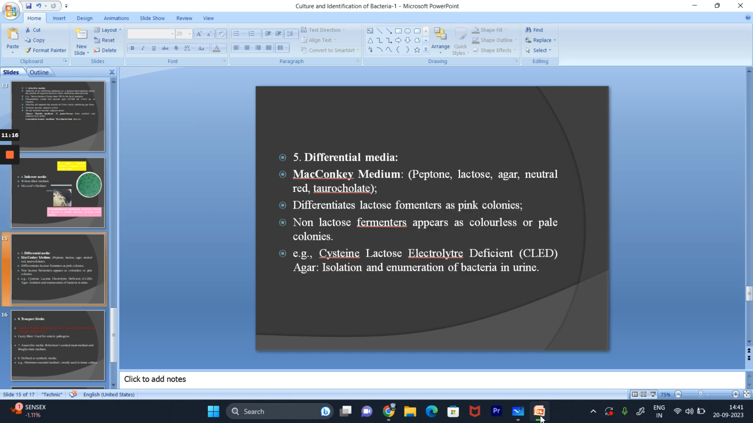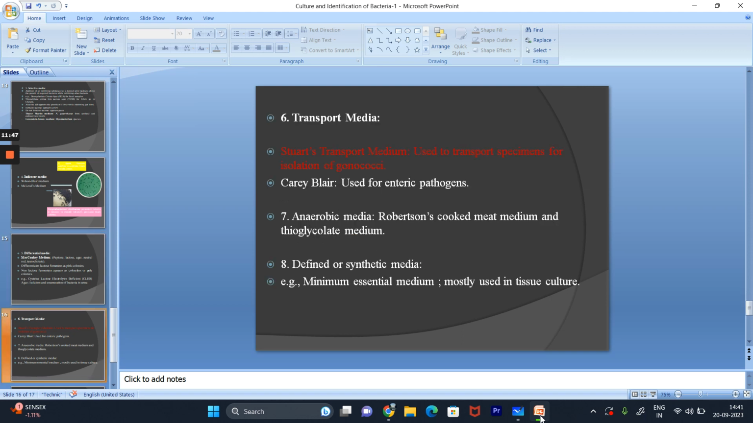Next is the differential media. So we have a list of differential media including MacConkey medium, which differentiates lactose fermenters as pink colonies, while the non-lactose fermenters appear as colorless or pale colonies. Another example is cysteine lactose electrolyte deficient medium, CLED medium, which is used for the isolation and enumeration of bacteria from urine samples. Next is the transport media.